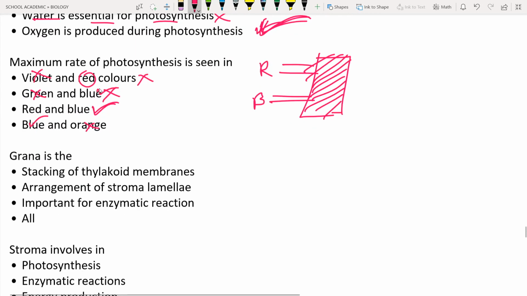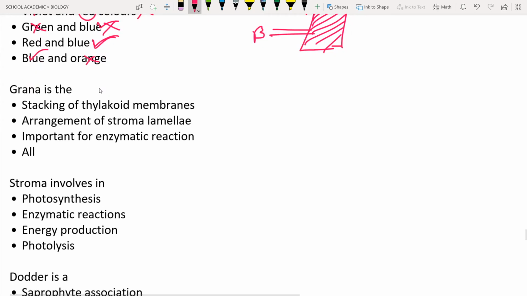Next, grana is the stacking of thylakoid membranes. Is it correct? We will come back after reviewing the other options. Next, arrangement of stroma lamellae.